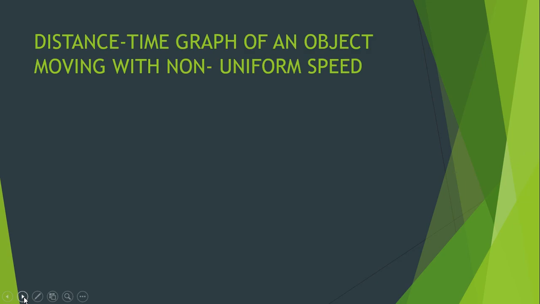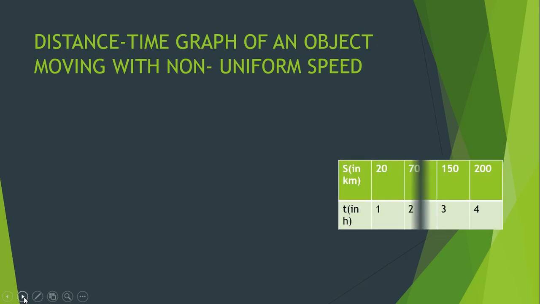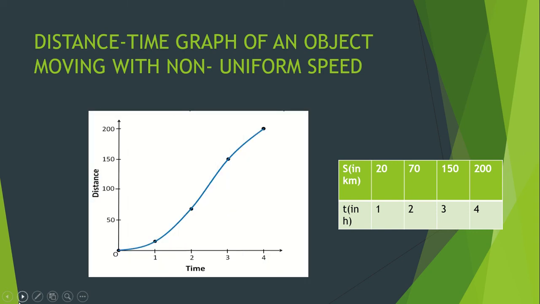This is about distance time graph of an object moving with non-uniform speed. This time you are getting another table where you can see in 1 hour object is moving 20 kilometers, in second hour it is moving 70 kilometers, in third hour 150 kilometers, in fourth hour or after 4 hours you can say it has traveled 200 kilometers. So what kind of graph will we get? Let us see.